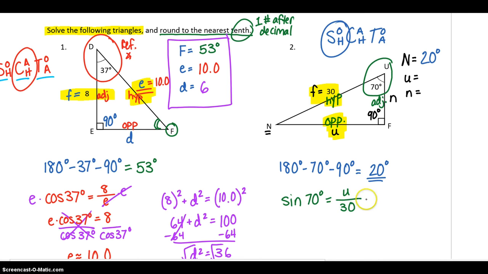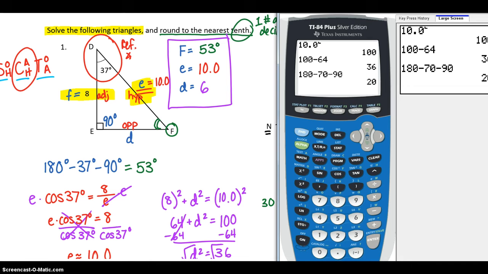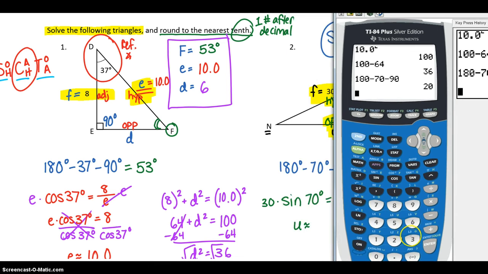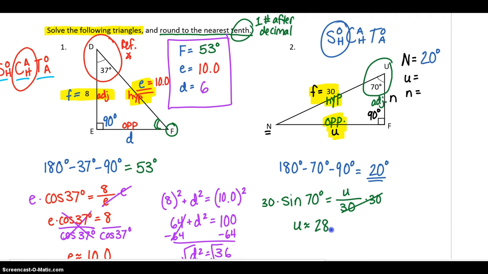I'm dividing by 30, so I just need to multiply both sides by 30. And then we can type that straight into our calculator. 30 times the sine of 70 degrees. 28 point, remember, round to the nearest tenth, but since that's a 9, I have to round it up, so it's 28.2. So there's u.